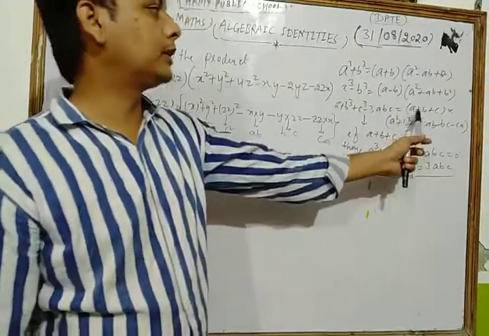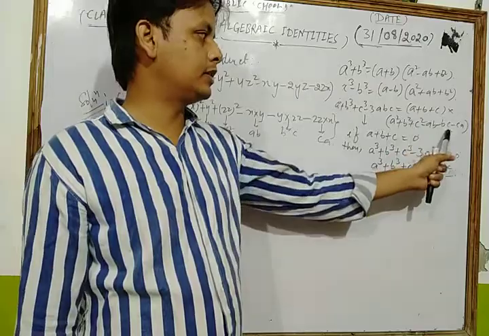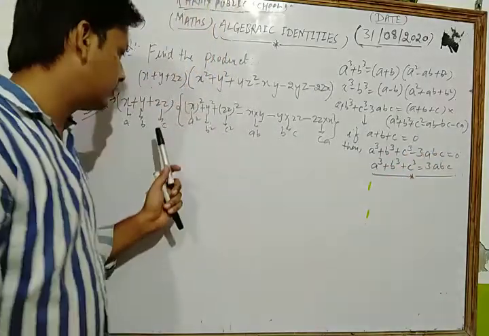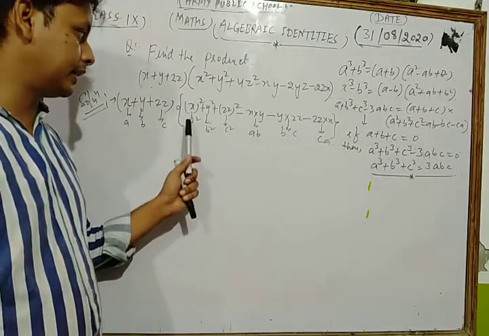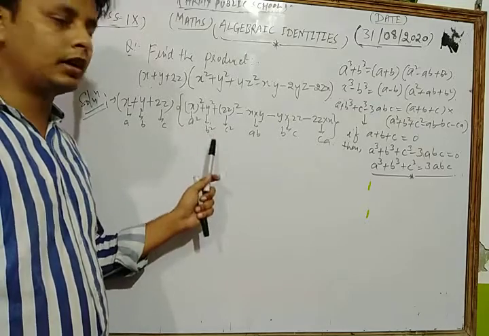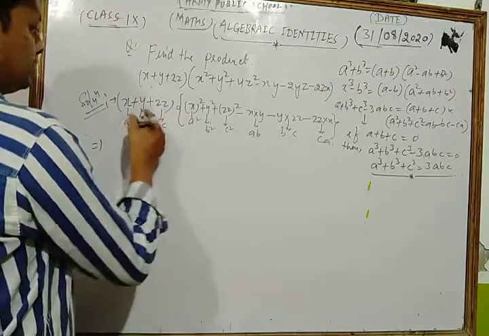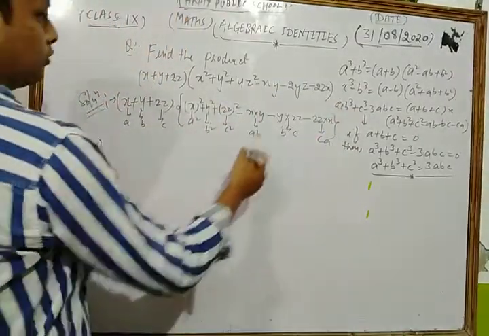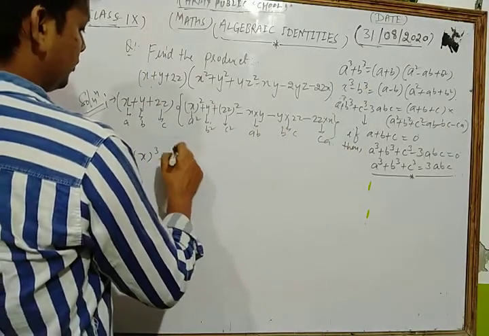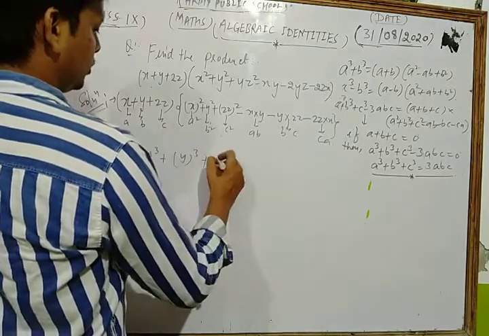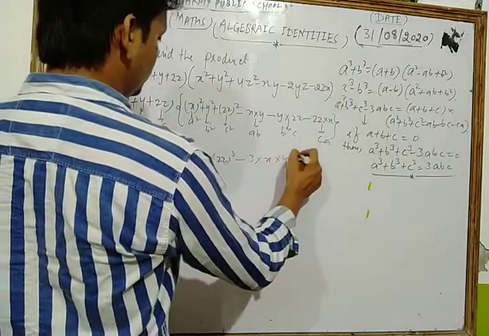Now we have the identity a cube plus b cube plus c cube minus 3abc equals a plus b plus c in one bracket, and in another bracket a square plus b square plus c square minus ab minus bc minus ca. So here we have the same format. Here a square means x square, b square means y square, c square, and minus ab minus bc minus ca. Now we write this algebraic expression in that formula. a cube means x cube, b cube means y cube, c cube means 2z cube, minus 3abc means x into y into 2z.